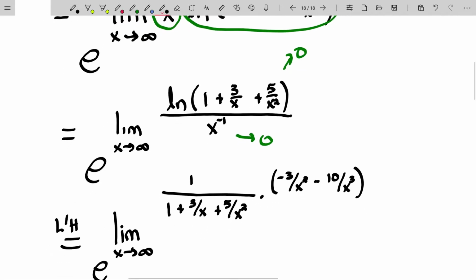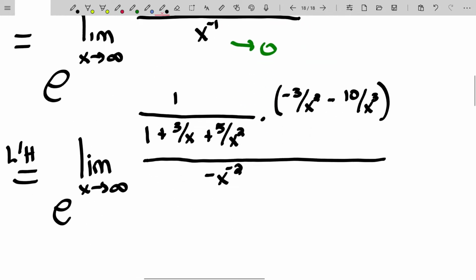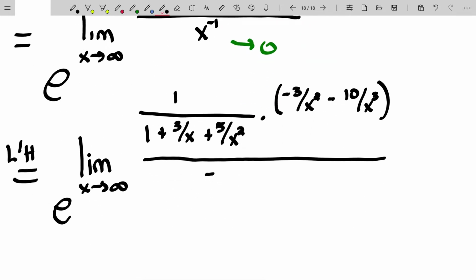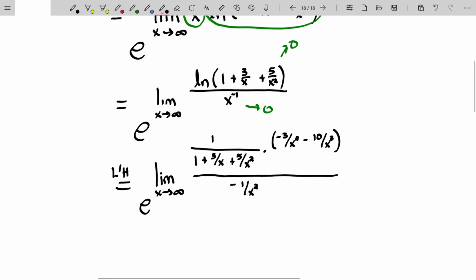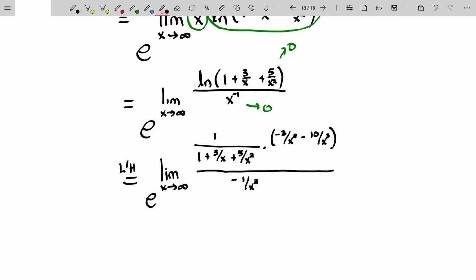That's just those derivatives. You can't avoid that. In the denominator, the derivative of x to the negative first is negative x to the negative second. But I'm going to write that actually as negative 1 over x squared. I just think it's a better choice. Now, some algebra, right? And here's how I'm going to do my algebra, because I just think that it's better to do it this way.